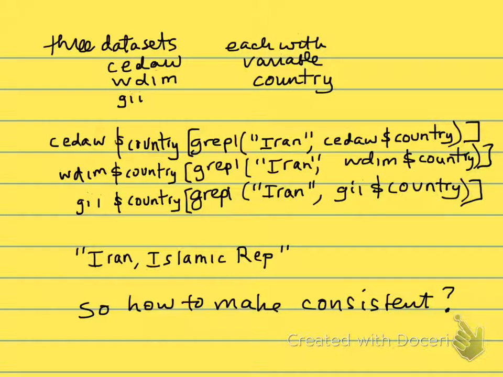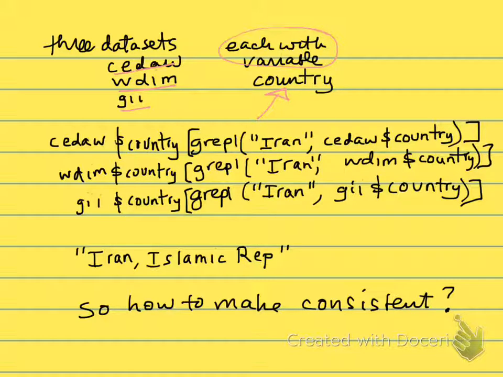One of the commonest problems in R coding is merging data sets and deciding what variable to merge on and making sure that that variable is consistent. In your case, right now for the project you're working on, you might have three data sets, CDAW, WDIM, and the Gender Inequality Index. Each one has a variable, country, that is the identifier of the data set, telling you where each row of data is from, which country it belongs to.